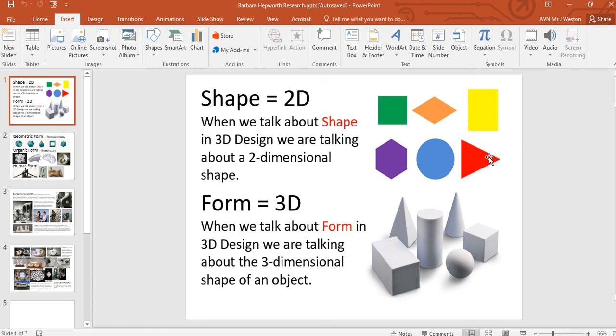Okay, so there's going to be three stages to this project. And the first stage is you're going to do some research. Second stage, you're going to do some sketching, and the third stage is to actually do some soap carving.